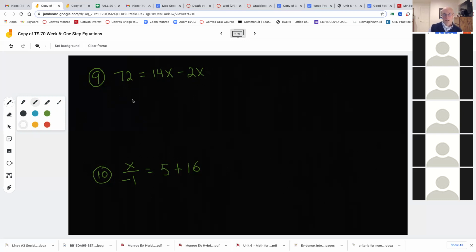All right, so here we go. I'm going to kind of move this along a little bit. In fact, I'll just do this first one because I need to get to the last few slides. 72 equals 14x minus 2x. Okay, so here's how I would do it, kind of like one step at a time. I've got 72 equals, what's 14x minus 2x? We're talking x's here, so that would be 12x, because they're both x's. So 14x minus 2x is going to be 12x.